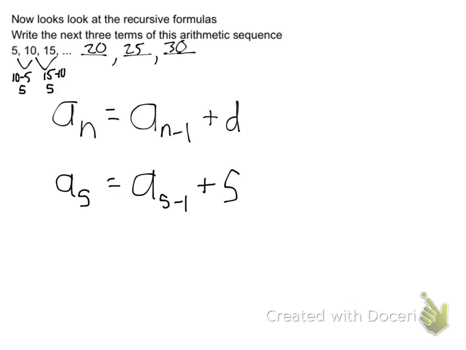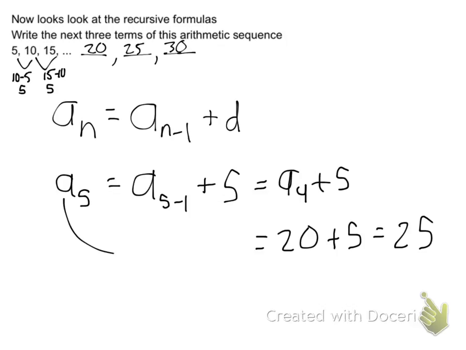So wait, what is A of 5 minus 1? It'd be A4 plus 5. If I go to the sequence, do I know what the 4th term is? 1, 2, 3, 4. Should be 20, right? So can I substitute that in? 20 plus 5 would be 25. A5 is 25, is that true? Yeah. It works, guys.